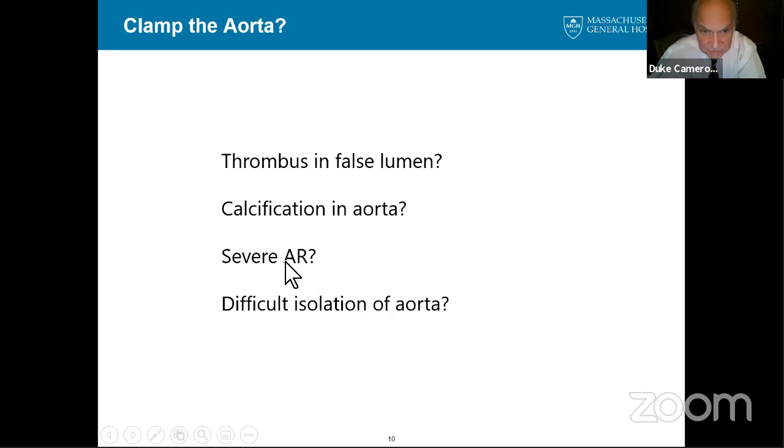Maybe better not to clamp a calcified aorta, although heavy calcification is not common in type A dissections. With severe aortic regurgitation, you're going to need to clamp it to be able to arrest the heart and keep it decompressed during the cooling. So that'll be tilting the scales toward clamping. And in patients who've had cardiac operations before, it may be very difficult to get around the aorta.